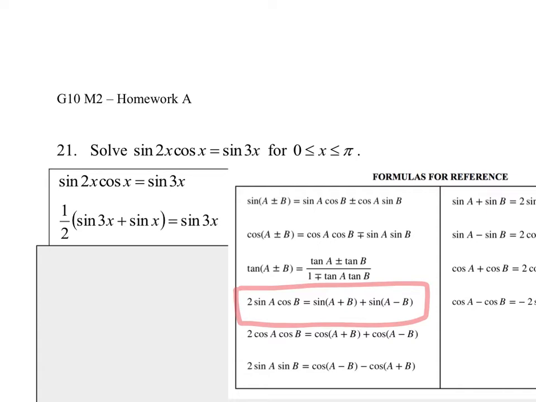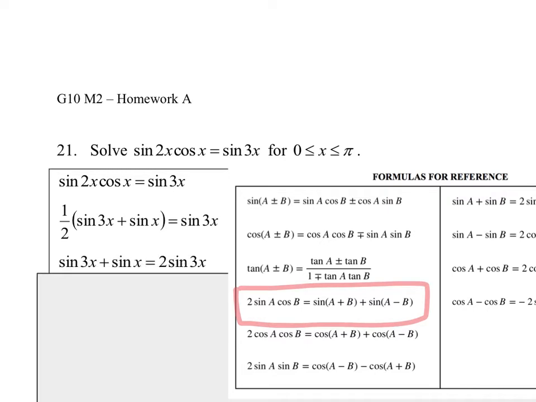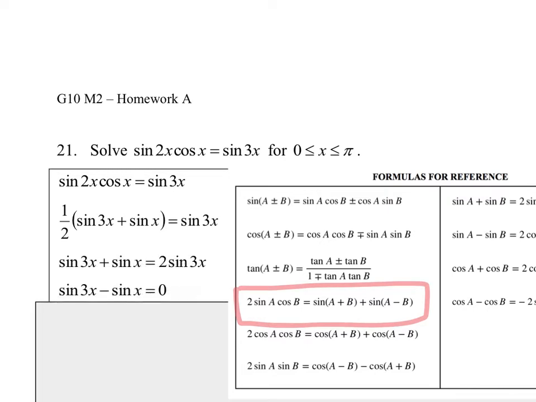Remember, you have 1 over 2 because the original formula has a 2 here, so you divide 2 to the other side and you get 1 over 2. Next, you see there is a sine 3x here, so you can combine the two sine 3x together. You get this. And finally, it is just another question just like the previous one, because you have a sum. Actually, it's a difference, but just the same.